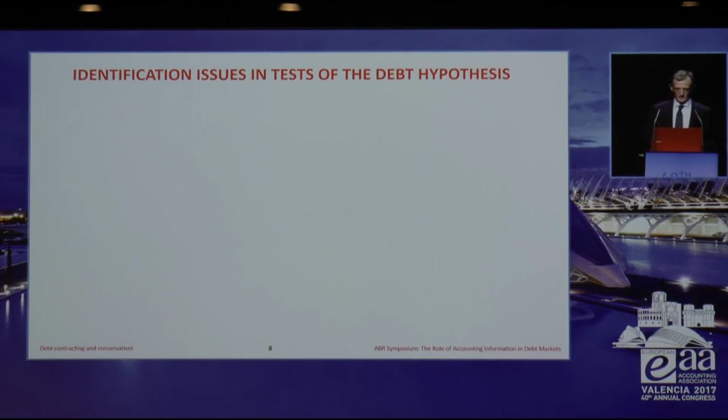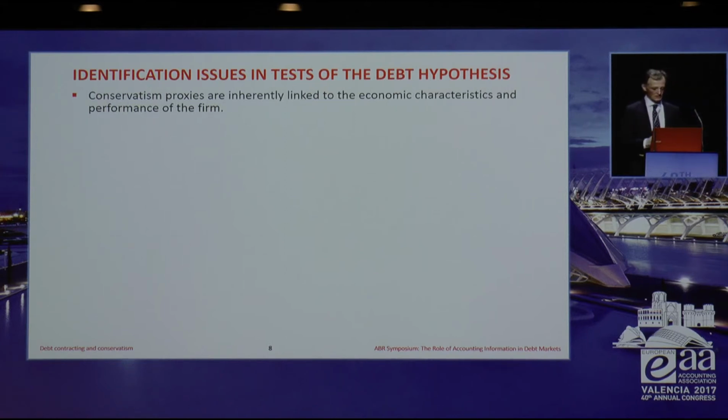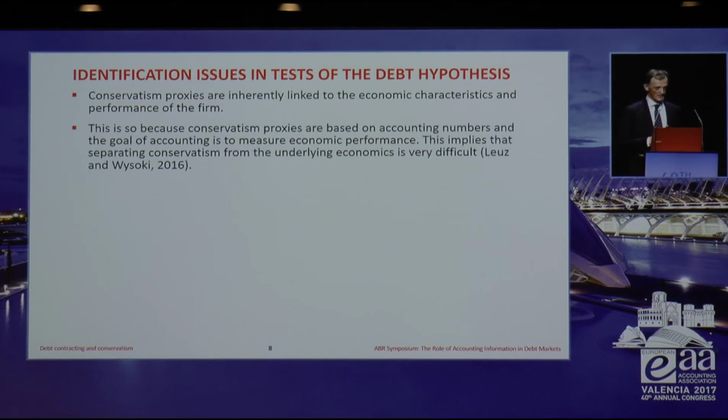So far, all the evidence I discussed is based on association studies. The results they find are consistent with the debt hypothesis, but you cannot infer causality from their results. The reason is the following. Conservatism proxies are inherently linked to the economic characteristics and performance of the firm. This is so because conservatism proxies are based on accounting numbers, and the objective of accounting is to measure economic performance. This implies that separating conservatism from the underlying economics of the firm is very hard. What we always say in our research is that we try to control for the economic characteristics of the firm, but this is hard to do.